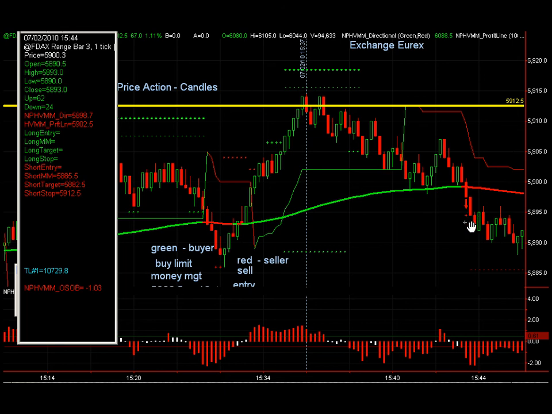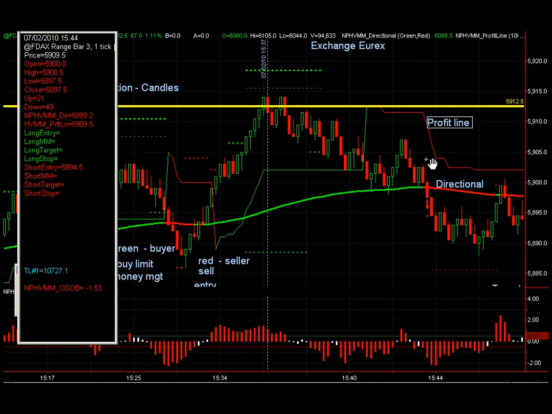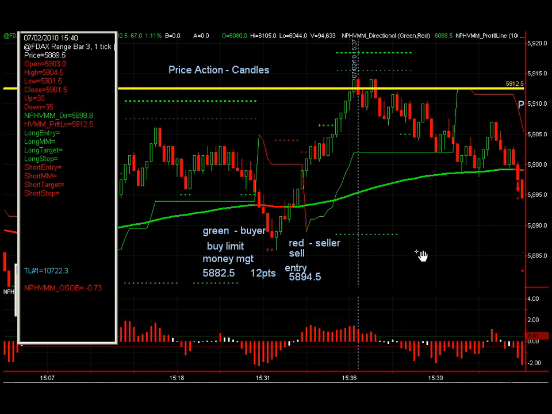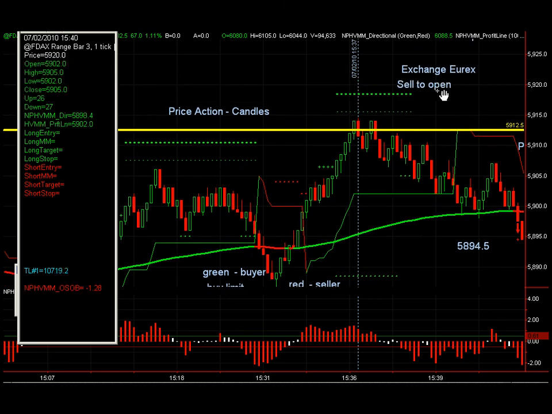For us, we need to have a couple of things confirmed. We need to have our directional support. We definitely want our profit line turned red, which it has, and you've got your red cross there, which I've marked with an arrow. So that's our entry point. If we're selling the market, we're going to sell at that entry point. Because it's below the market at the moment, in that instance we would be sellers. The entry point is 5894.50, and remember that we're selling to open.